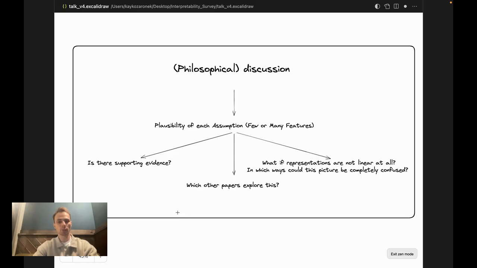Now, one potential pitfall is that the assumption we're making in the very beginning about the linearity of the activations is false. What we are interested in finding out here is whether there are ways that this picture could be completely confused, meaning that activations are not linear combinations of coefficients and features. If we live in a world where that is true, we would basically have a much harder time figuring out features from a given set of activations.